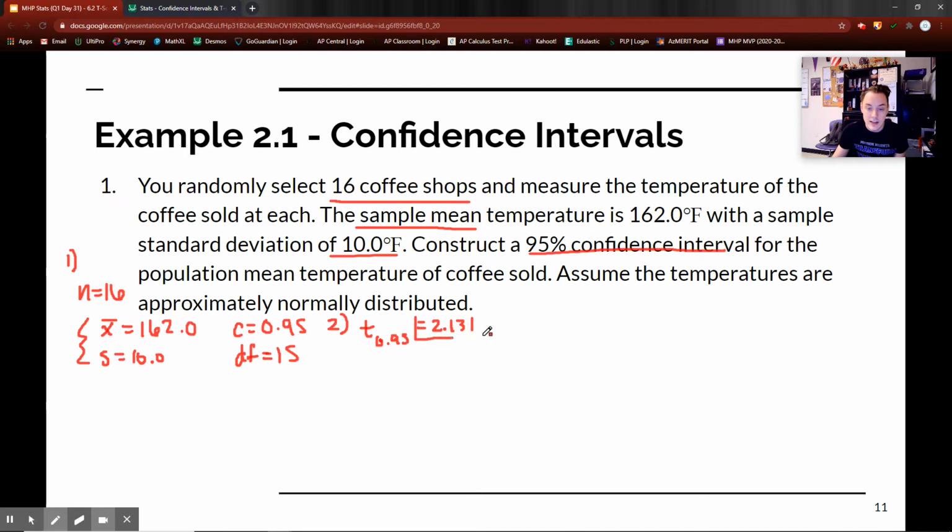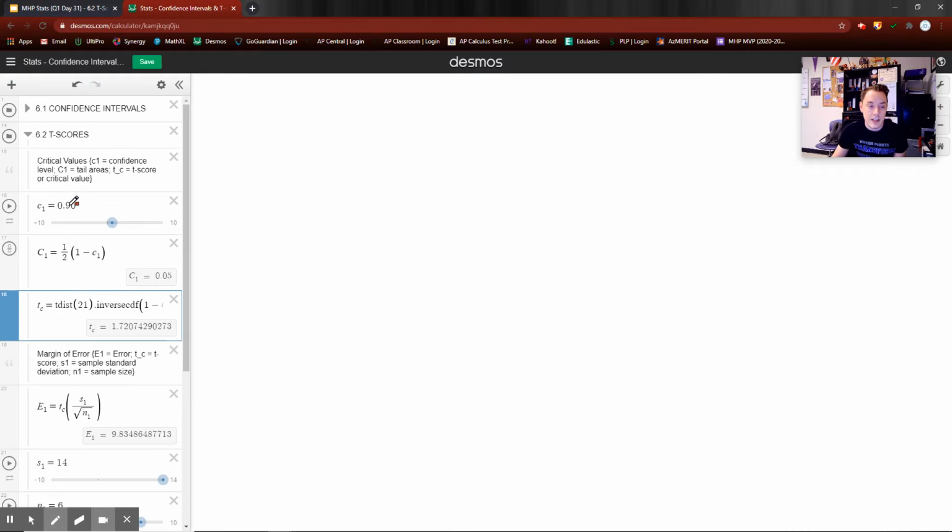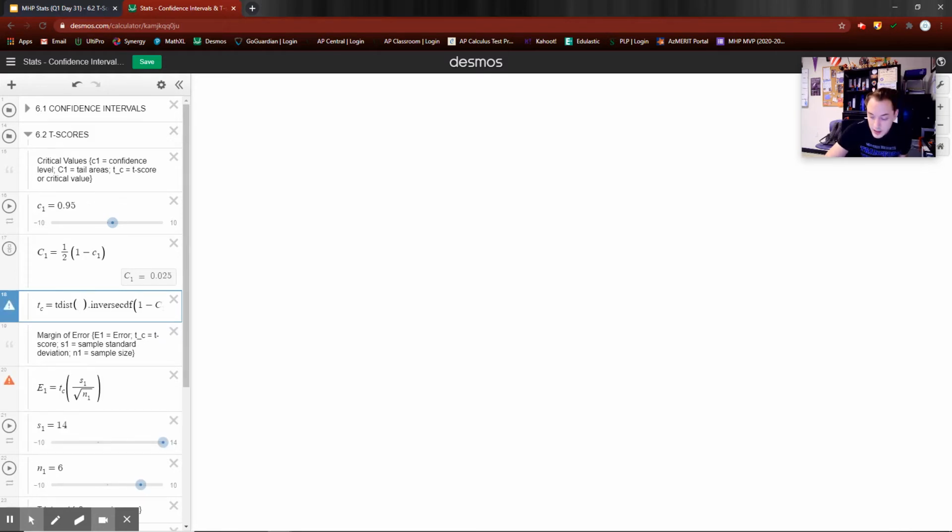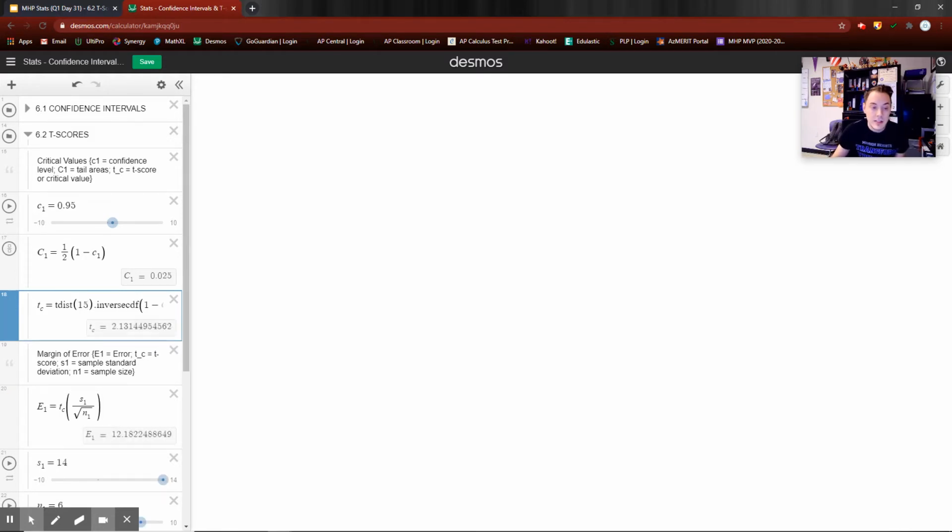How do I find that? This will be on Desmos, and I'm going to show you that right now. On Desmos, I need to change my confidence level to be not 0.9, but 0.95, and then change my degrees of freedom to 15. That will tell me my z, I keep saying z-score, but my t-score, sorry, that will tell me my t-score, my critical value.